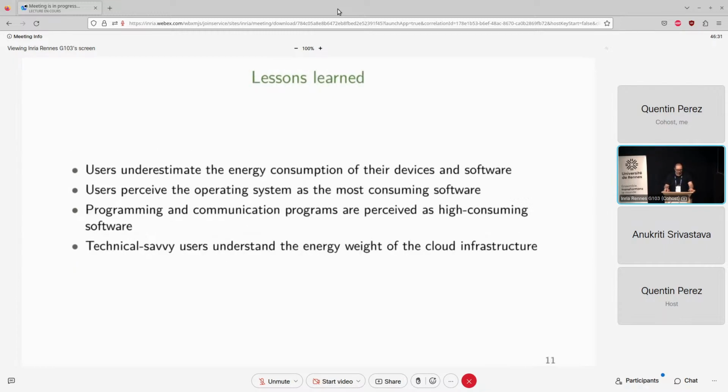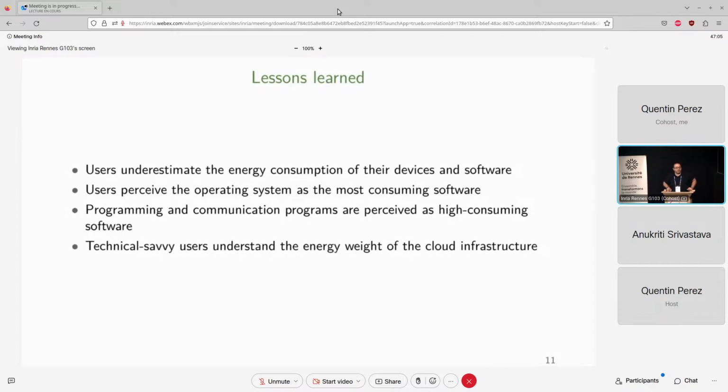The first observation is that users tend to underestimate their energy consumption, whether in the treatment group or the control group. We also observed that these were computer science students, so for them the operating system was the main culprit, and they think it's the most energy-consuming. We attribute that to lagging in the operating system. They had a lot of software installed and used at the same time, so they perceive that if it's slow, it means it's consuming more energy.